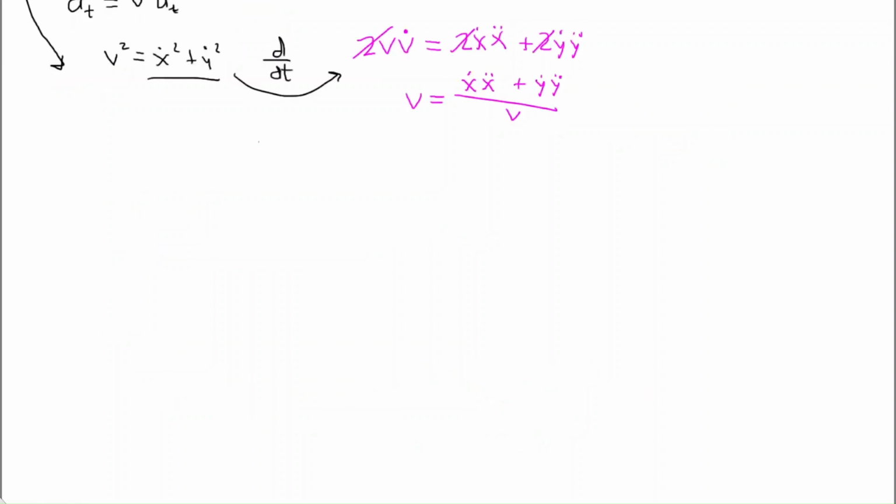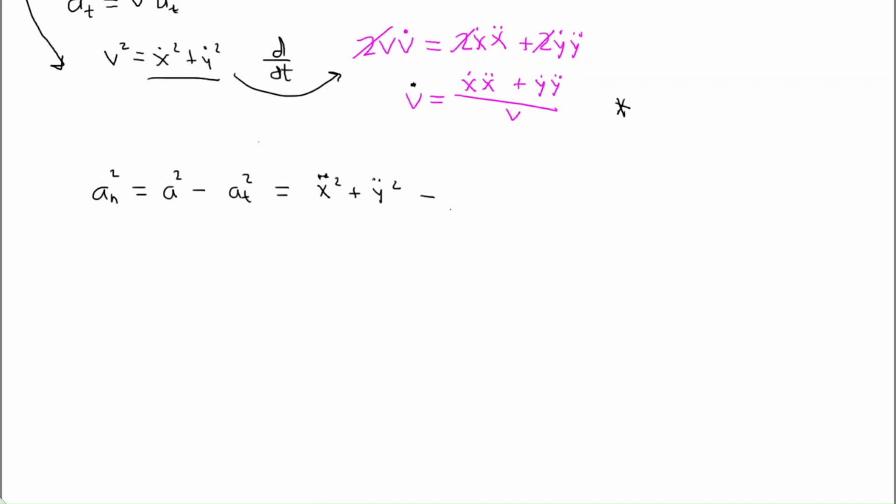All right, so now let's go back to a sub n squared, which is kind of where we're at. That's going to be a squared minus a sub t squared. Now a squared, Pythagorean theorem, was just x double dot squared plus y double dot squared. And then I have minus the appropriate expression for a sub t squared, which comes from v dot.